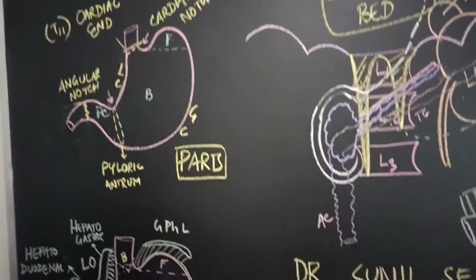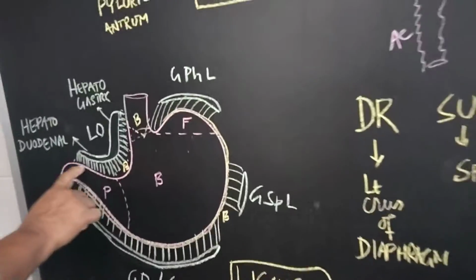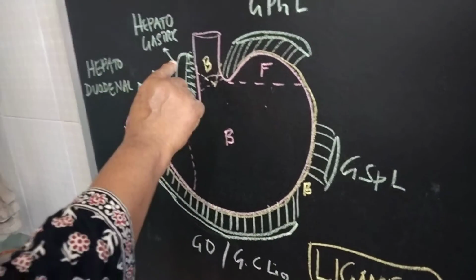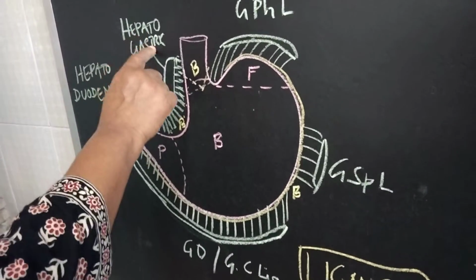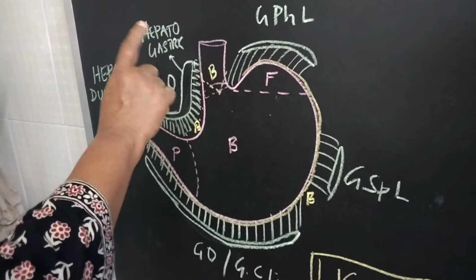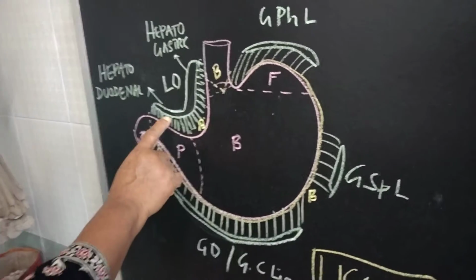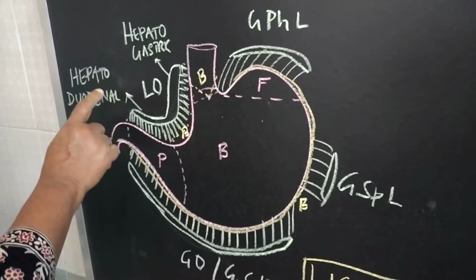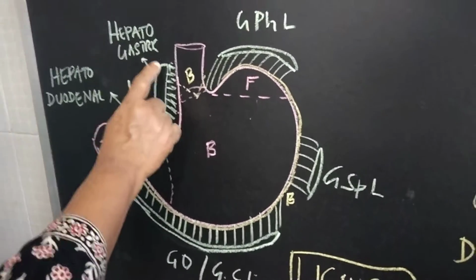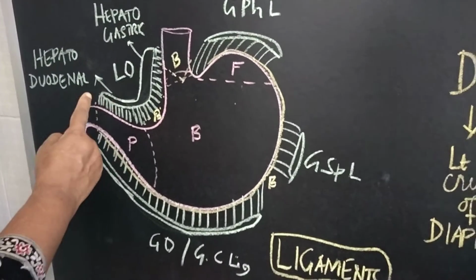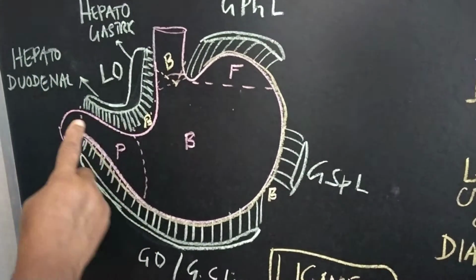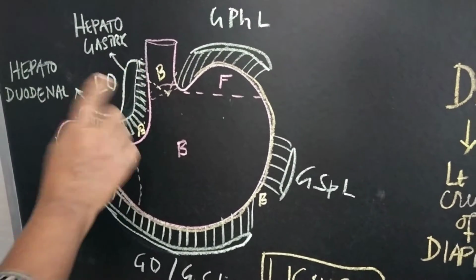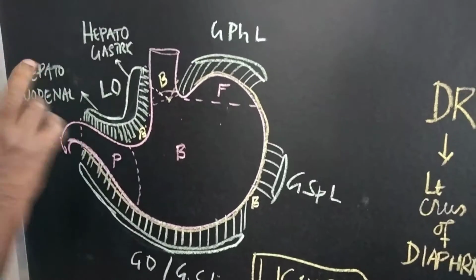Now, what are the ligaments attached to it? To the lesser curvature, this is the lesser omentum, which has two parts. The vertical part is called the hepatogastric part, that is to the liver, and this part is the hepatoduodenal part. It goes to the first part of the duodenum to the liver. So it has a vertical part and a horizontal part. The first 2.5 centimeters of the first part of the duodenum give attachment to the lesser omentum, the peritoneal fold that is attached to the lesser curvature.